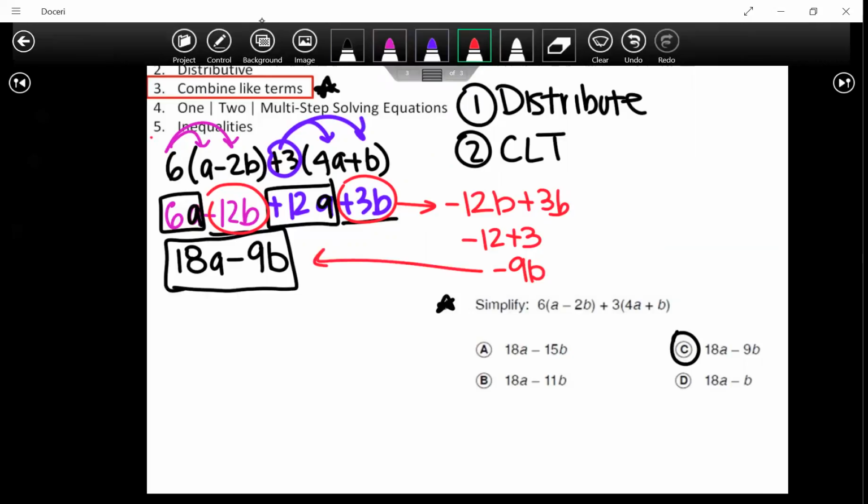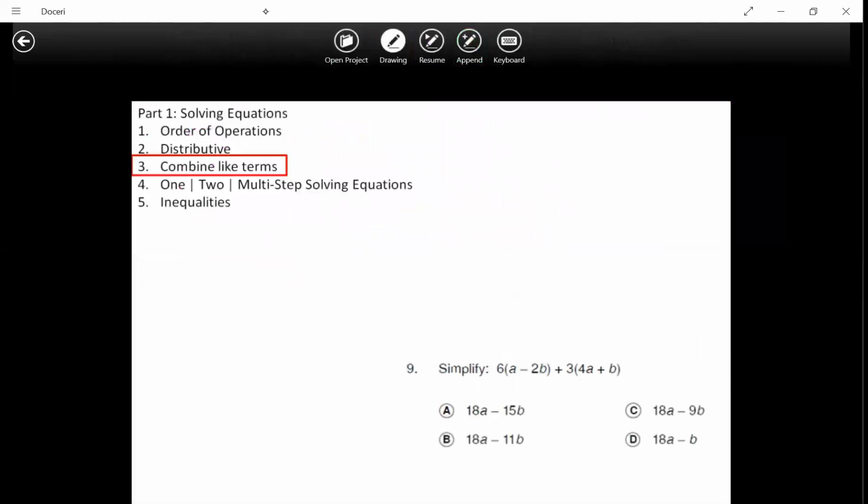Cool? I'm okay with that. Let's clarify it now. Let's get you a good grade, right? Yeah. Okay, here we go. Are we okay to continue? Okay.